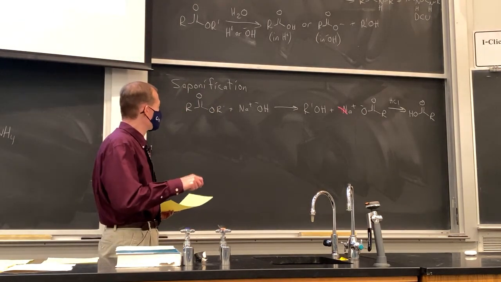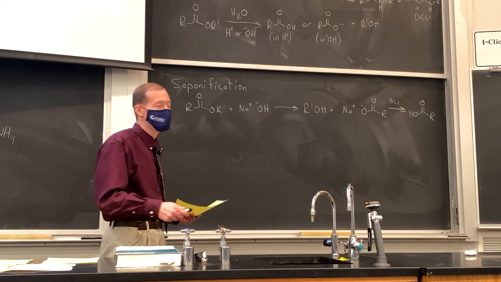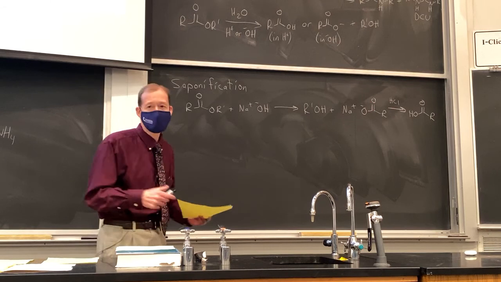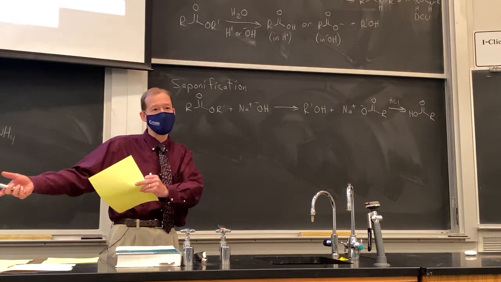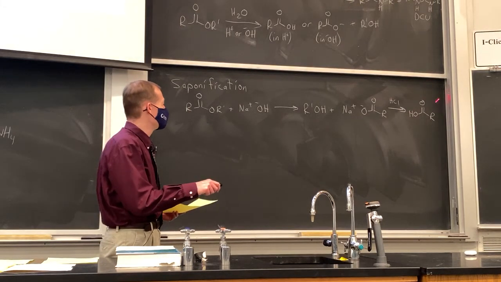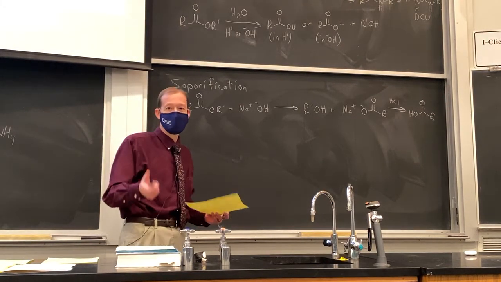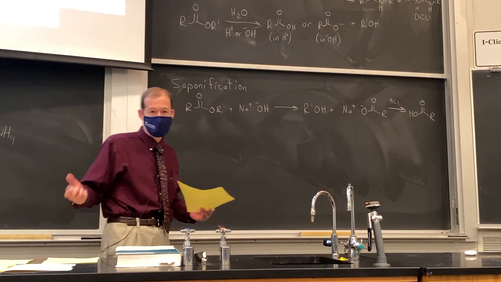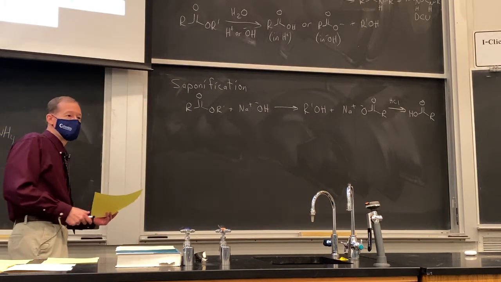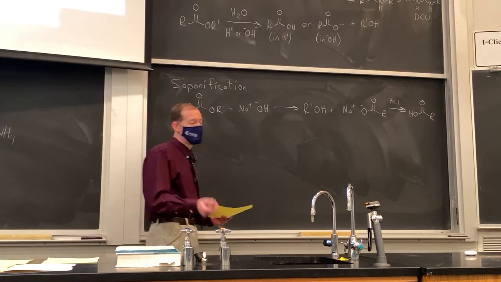That would have to be a separate step, because you'd want to separate these two components before you did that step, because if you added acid and you had the alcohol present, then you could just make the ester again using Fischer esterification. Okay, so if you wanted the acid, you have to have a separate step of adding a strong acid such as HCl.